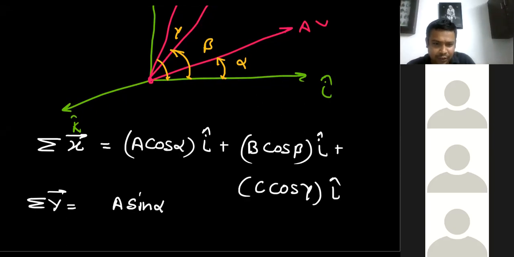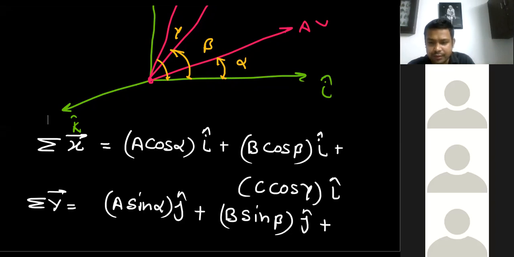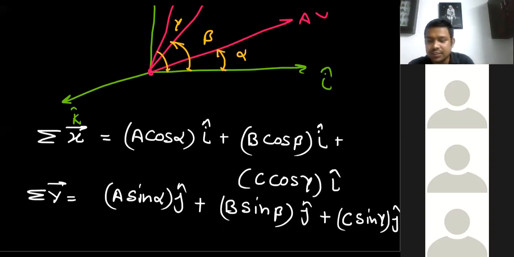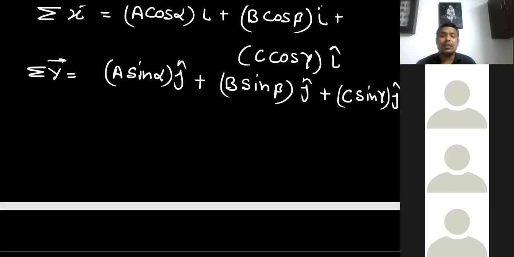Plus B sin beta j cap plus C sin gamma j cap. Clear, my dear friends? So if we know the values, if there are numbers instead of variables, then put in the values and solve. You got the x component and y component. Similarly, tell me, my dear friends, what is the z component?